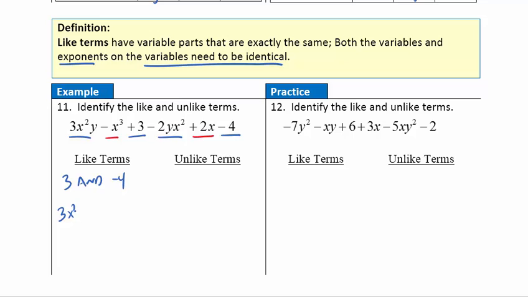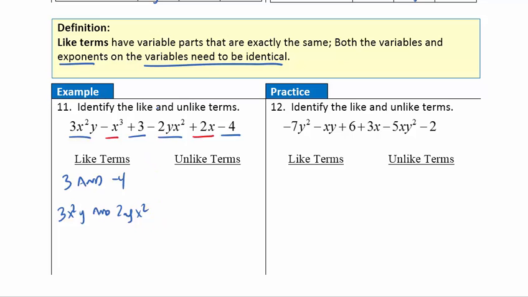So 3x squared y and 2yx squared. Remember that multiplication, and that's what we're doing here. This is 2 times y times x times x. The order in which I multiply these things won't make a difference. So all I'm really doing between this one and this one is switching the order here of the x squared and the y. So those are still like terms.